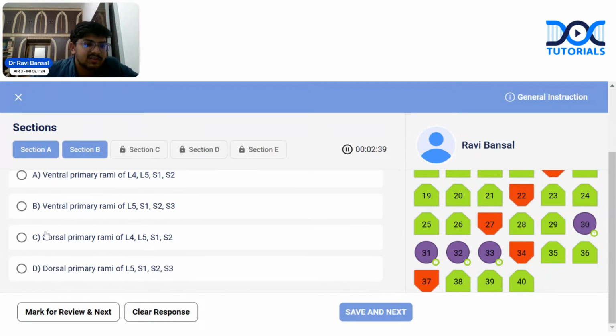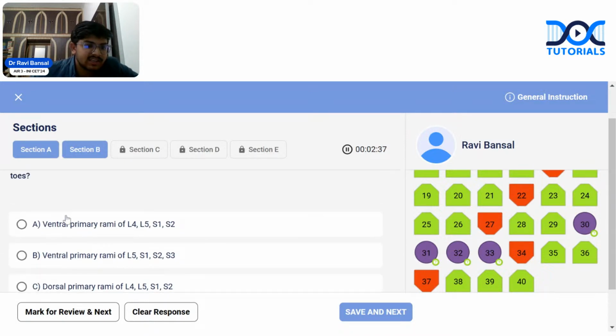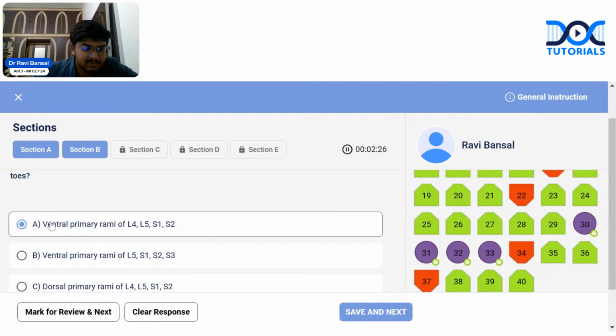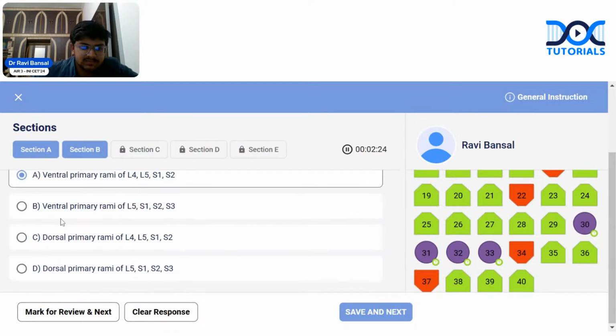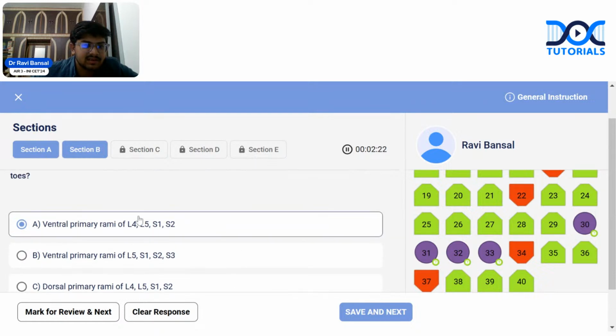So dorsal wall, C and D options are out. We are thinking about A and B, and the difference is L4 or S3. In between first and second toe, I think L4 is supplying that area, so I think this might be right. And for L4, I remember the deep peroneal nerve has a different value than the superficial peroneal nerve. So I will save it.